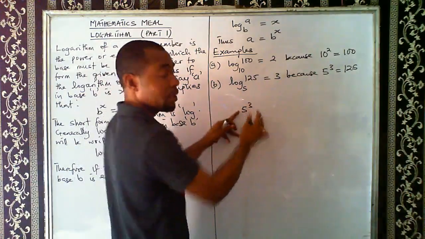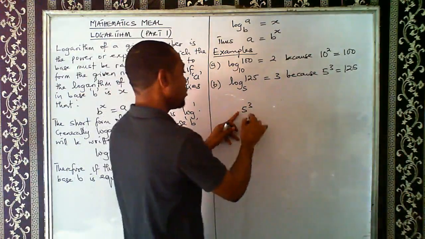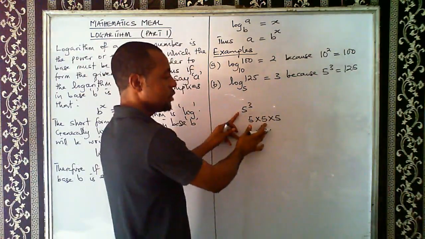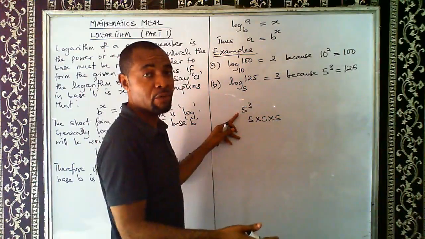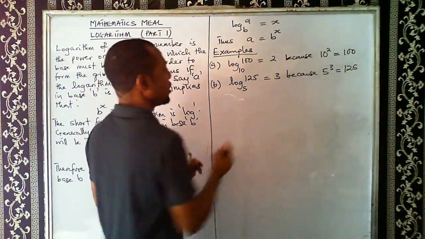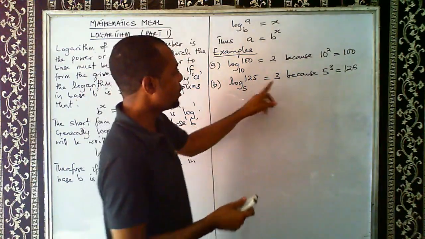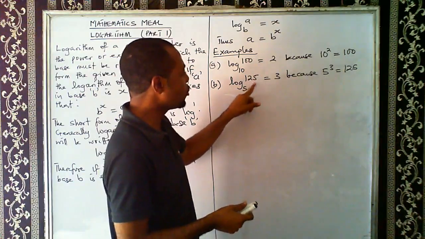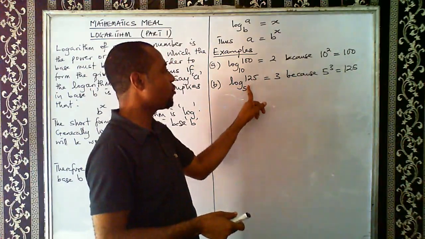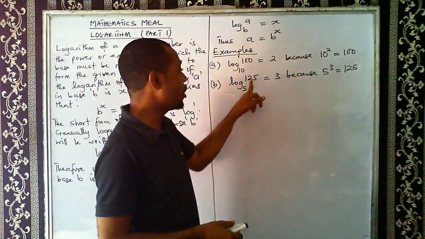Remember, 5 raised to power 3, if you know your indices, will be 5 times 5 times 5. And 5 times 5 is 25. 25 times 5 will give us what? Will give us 125. So why we state that the logarithm of 125 in base 5 is 3, is because when 3 becomes the power of 5, we form 125.